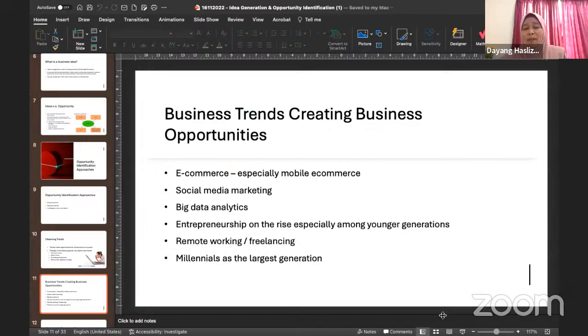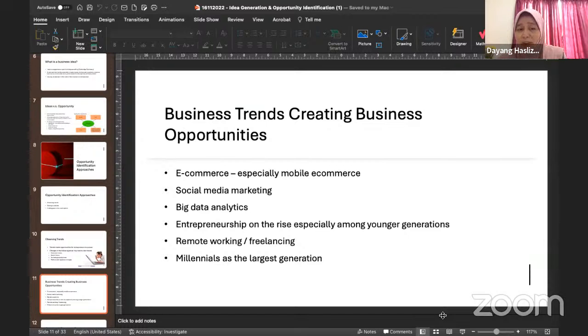And remote working and freelancing. You don't have to clock in to a physical office nowadays. Surveys show that more than 40% of people are working remotely in certain roles. So that is the trend, where people are not really working at the office. People no longer work like before the pandemic. Things have changed.